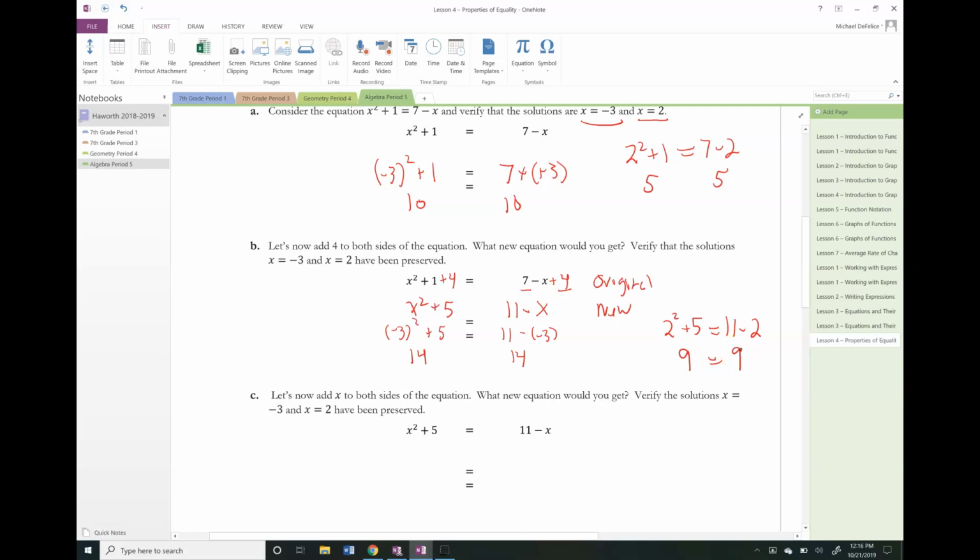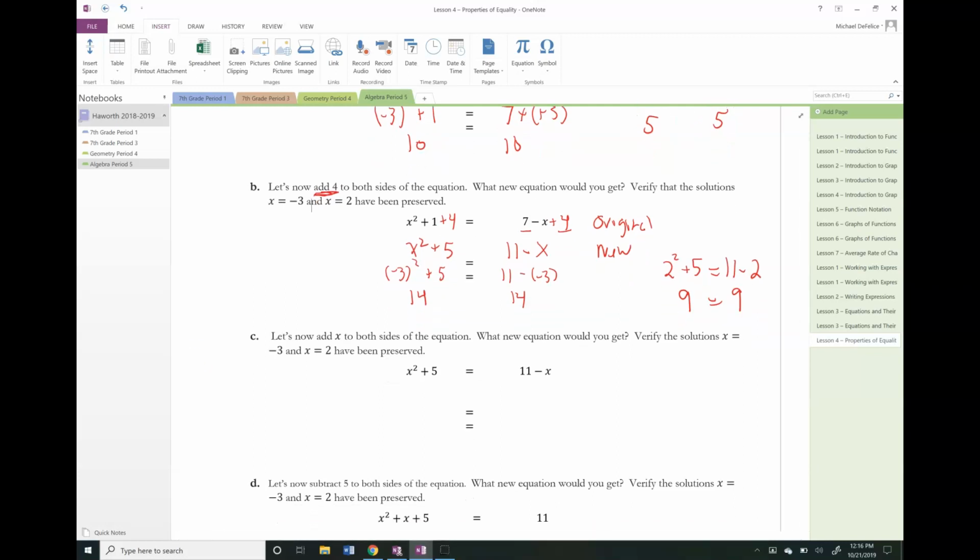Okay, so what are some other things we can do besides adding an amount like 4? Well, could we add an unknown amount, like add x to both sides? So let's check. Add x, add x. What new equation would I get? This is your original, and my new equation would be x squared plus 5 plus x.